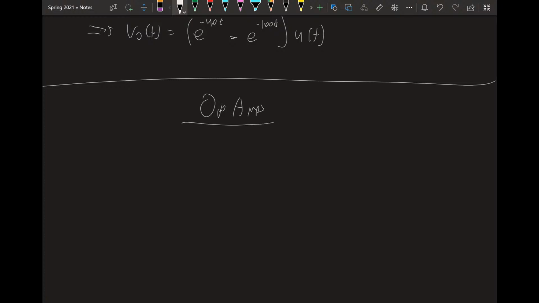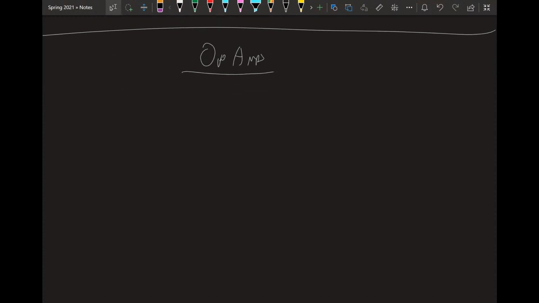Op amps. Okay, so an ideal op amp looks like this. A nice triangle. We have some negative input, some positive input. We have voltage rails and an output here. Op amps amplify the difference between their positive and negative terminals up to the voltage rails as input power.